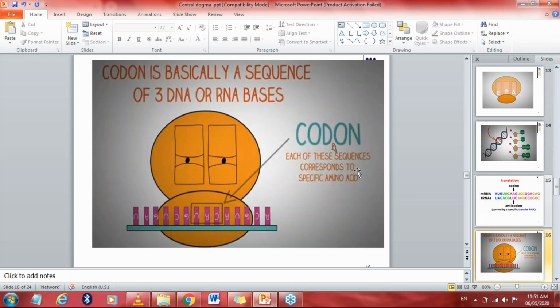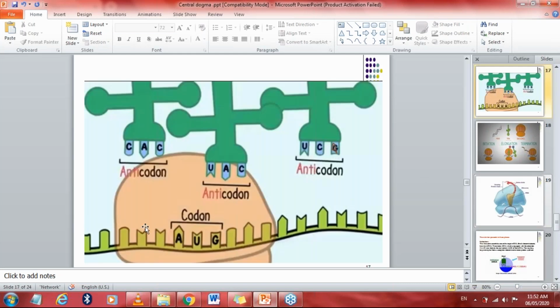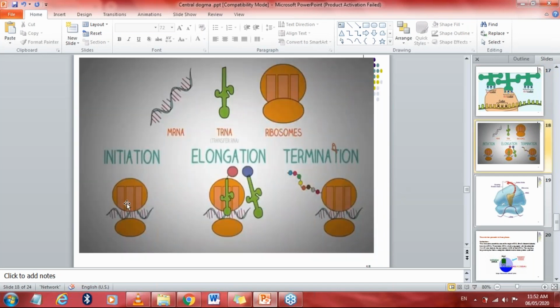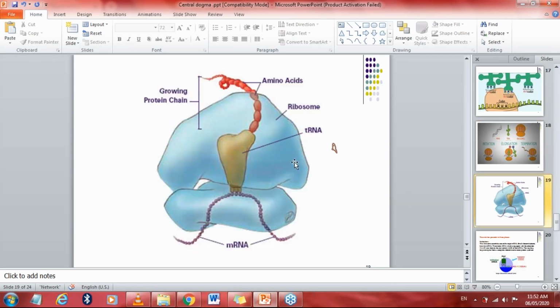Now, what is a codon? They have written the sequence of the specific amino acids like this, in a triplet form. So one triplet indicates a different amino acid. Now you can see this one is our messenger RNA having codons, and this tRNA has codes that are called anticodons. This shows initiation, elongation and termination. This ribosomal unit has tRNA, messenger RNA, and tRNA carrying amino acid.